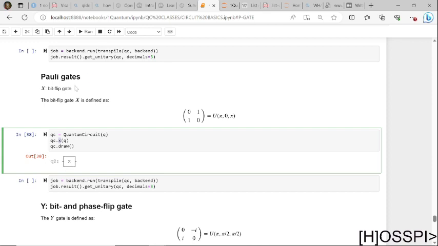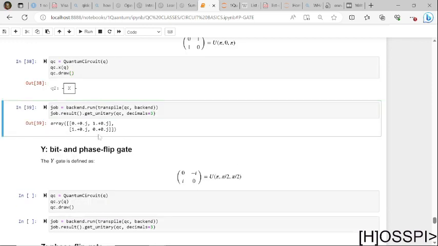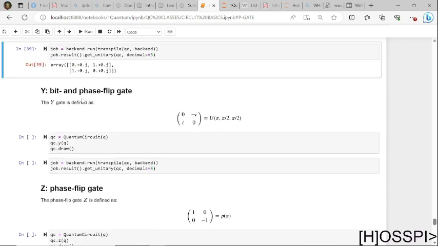It's just like you are flipping from 0 to 1, or you want to flip from 1 to 0. By default, a qubit is at the neutral level of 0. So I want to flip it to 1. I use the X gate. Let me see how it is going to be in the backend, which is 0.0j. So that's moving to the Y gate, the bit and phase flipping gate. The Y gate is defined in matrix form as 0 minus i, i 0, and is equal to U open bracket pi comma pi divided by 2 comma pi divided by 2.